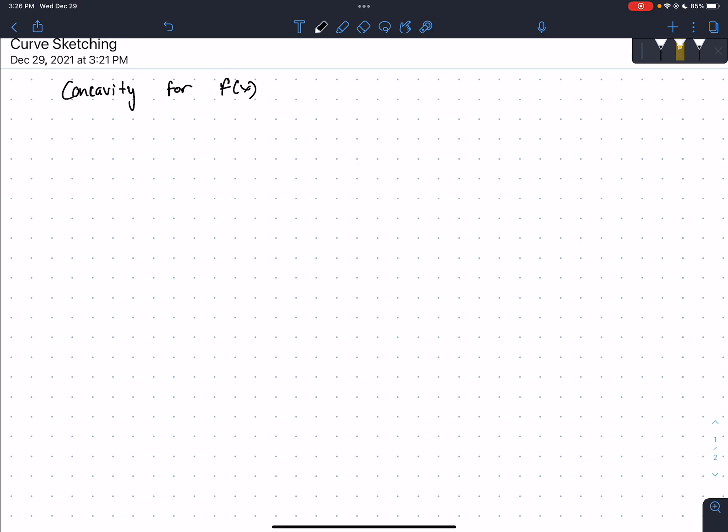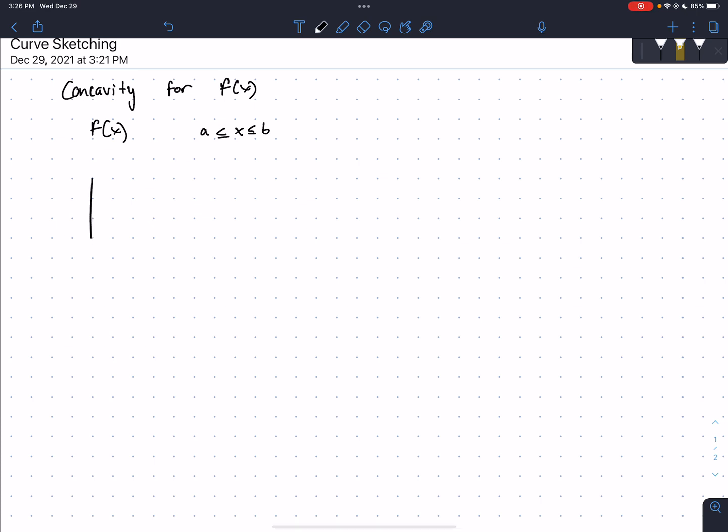Let's say we have any function, where the interval is in between points A and B in the domain, and where the slope is increasing. When the slope is increasing, we can go from a negative slope to a more positive slope, and we can also go from a positive slope to an increasingly positive slope. So what do I mean by that?